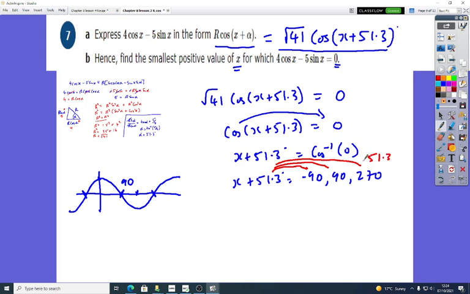Now, once I've done all that, I can then start subtracting 51.3 from each of those angles. Now I want the smallest positive value, that would be negative. So that's out. That angle is bigger than that, so the only angle, the lowest angle, is going to be 90 minus 51.3, and you get 38.7, and that is it.